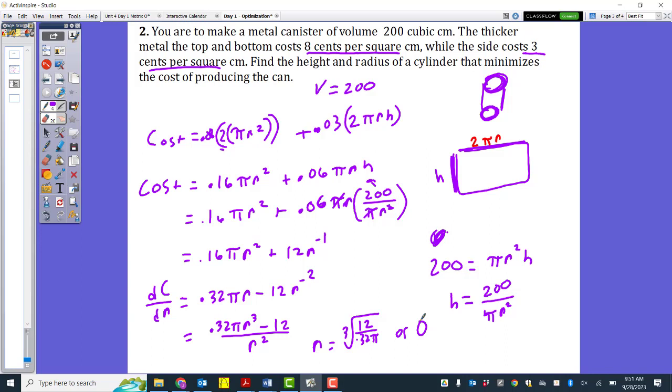Now, which of these makes sense in the context of the problem? This looks like an ugly number, but this one makes sense. If we had a radius of 0, sure, that would minimize the cost of the can because there would be no can to produce. So this is going to be the r we use. So there's our r, and this would be a calculator problem. You plug it in the calculator, and then we could plug it back in over here to find the h. So we could get both the r and the h.